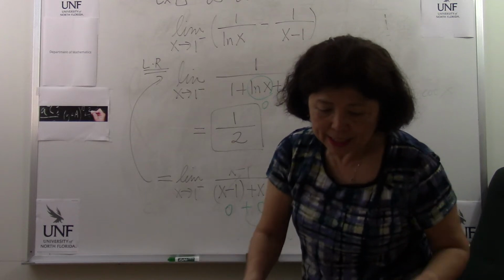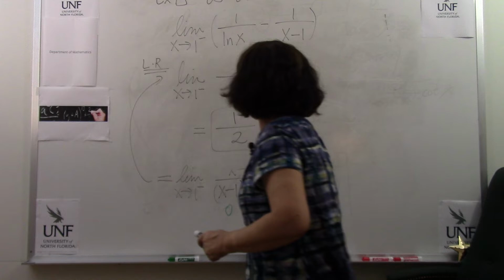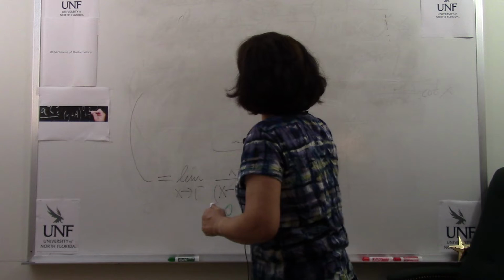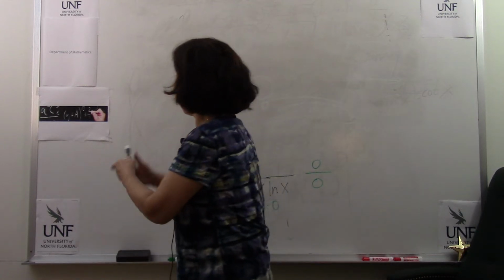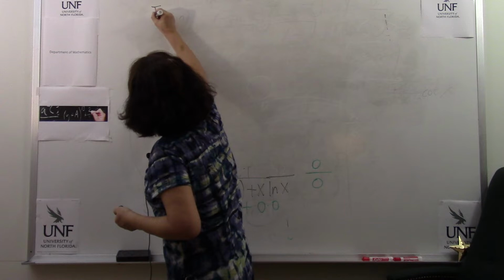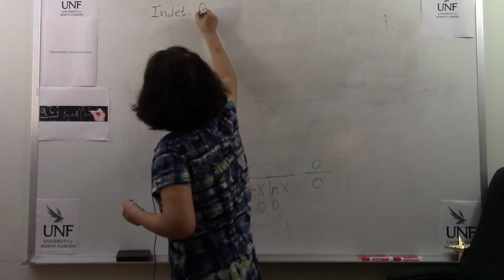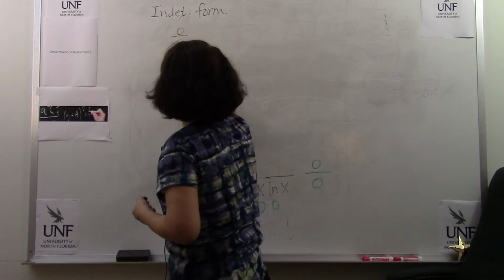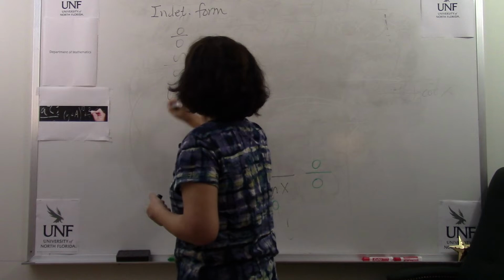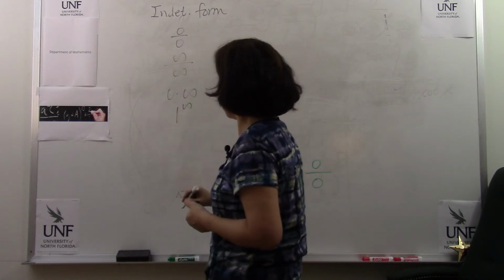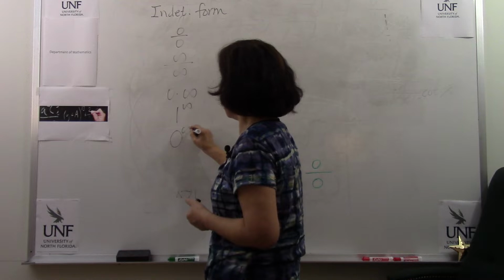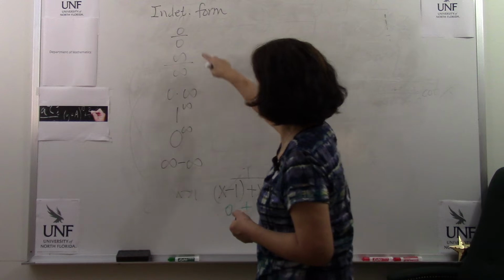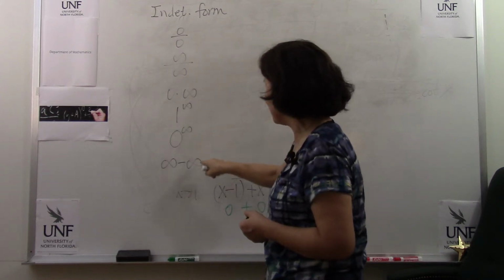Well, we studied a lot, and now let's summarize over here. We talked about indeterminate forms. Here is 0 over 0, infinity over infinity, 0 times infinity, 1 to the infinity, which one? Again, 0 to the infinity, and infinity minus infinity. How many is that? 1, 2, 3, 4, 5, 6.